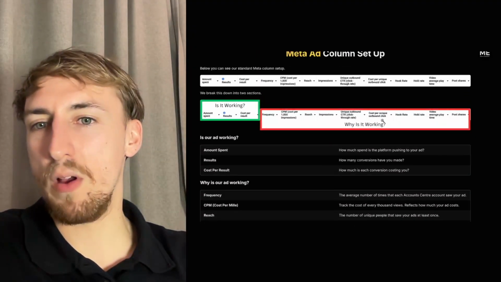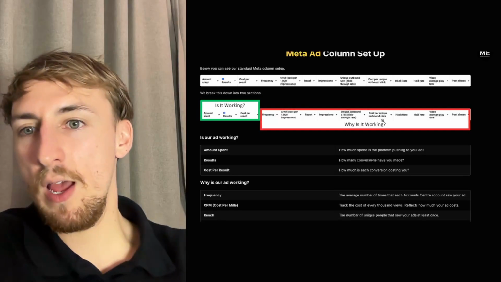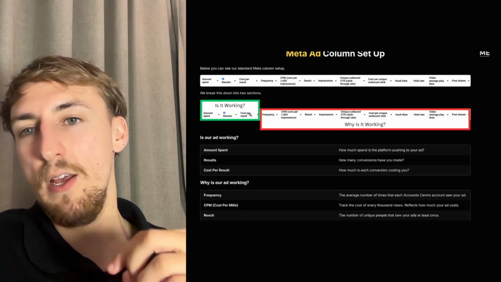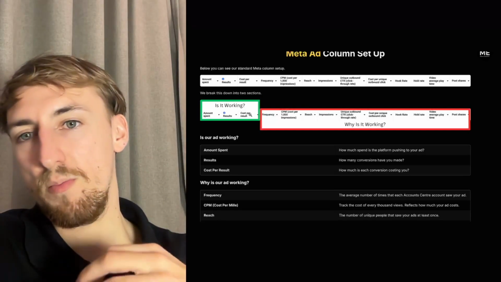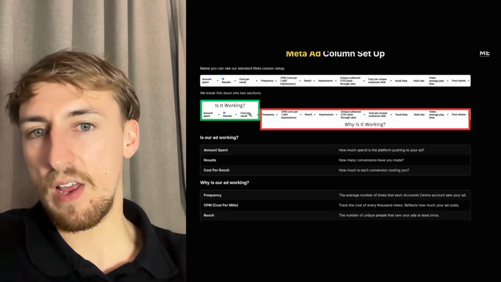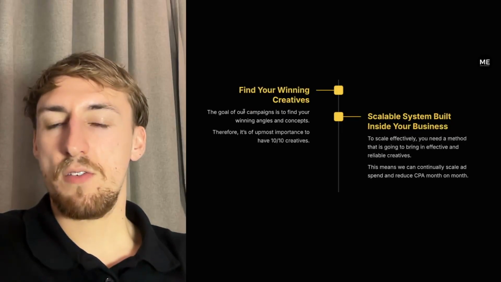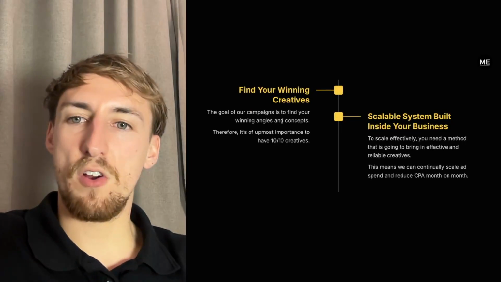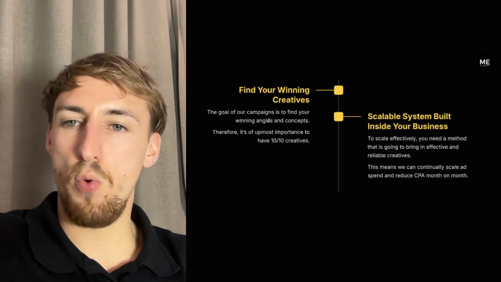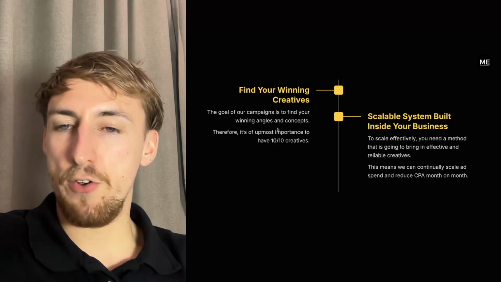Sometimes we put ROAS in there as well because it's an interesting metric. But again, we optimize to get someone to buy our product for the lowest cost possible, and then ROAS looks after itself. So why is this important? This is important because you want to find winning creatives, and to do that, we need to find winning angles and concepts and then double down on them.